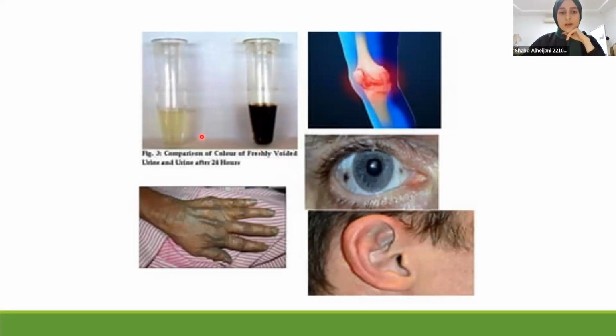Okay. Here, as we described, the urine would start as yellow, but if you leave it for some time, it will get oxidized and turn black. Now, for the other presentations, we can wait 1 second.